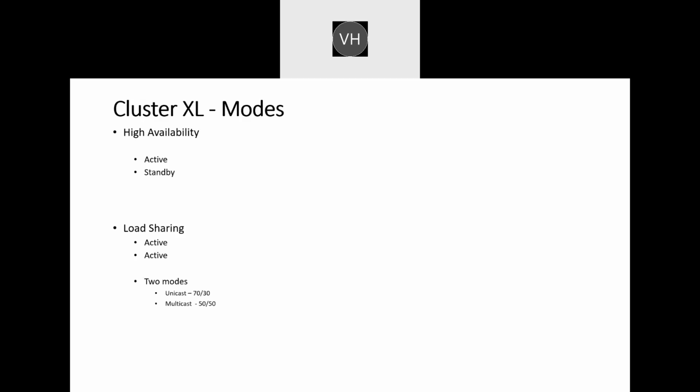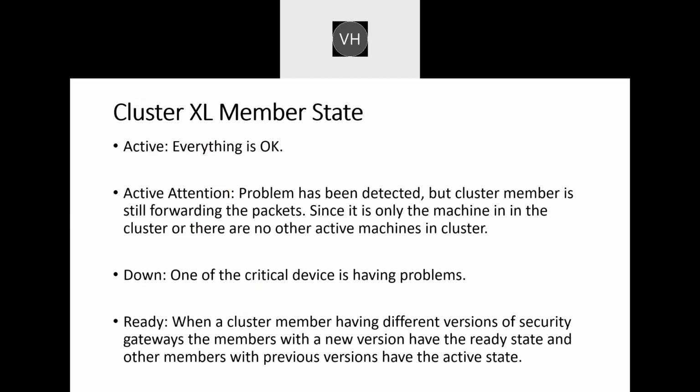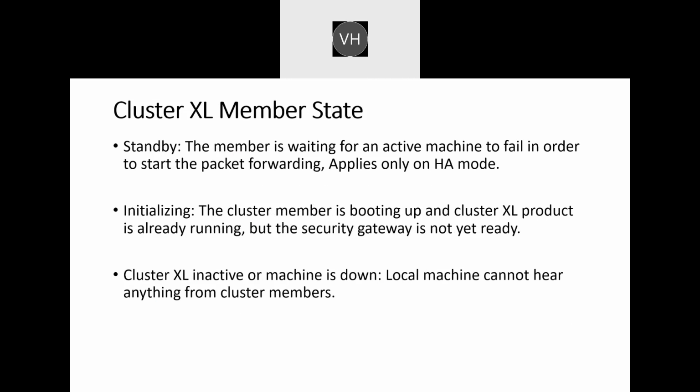Hi. Last session we were discussing Cluster XL and its modes. In Cluster XL, we have two modes, high availability and load sharing, and we discussed those in detail. These are the states of a cluster member in different stages: active, attention, down, ready, standby, initializing, and Cluster XL inactive or machine down. So these are the statuses of a cluster member in different stages.